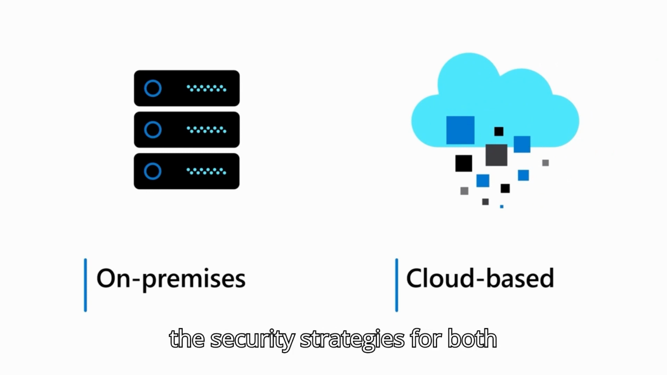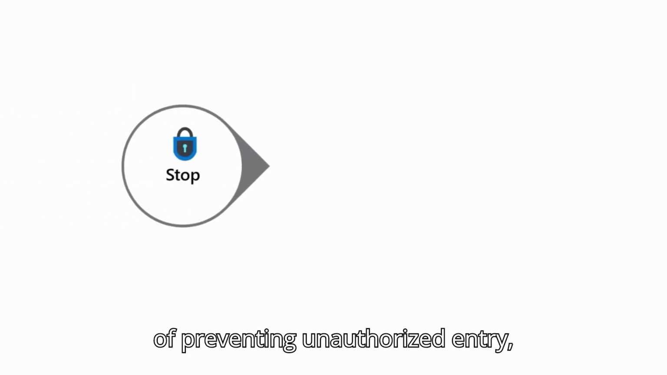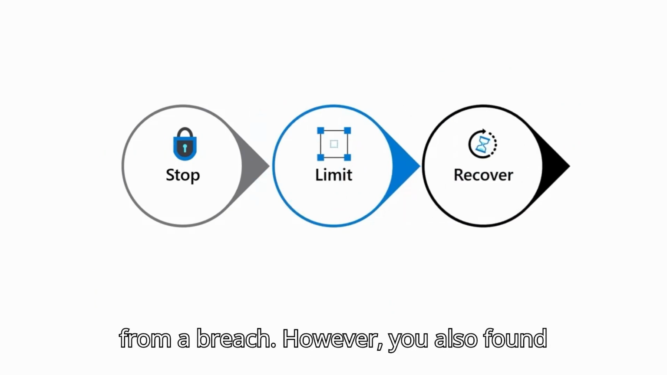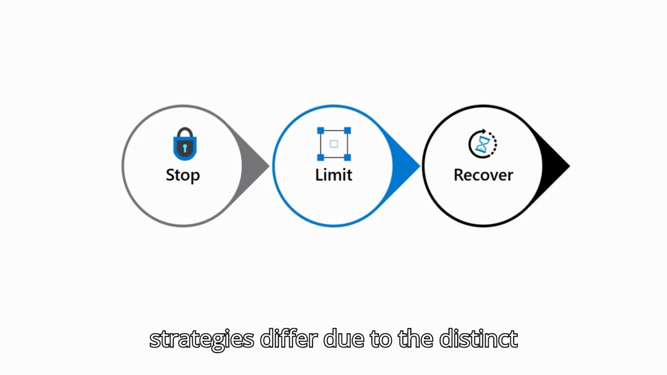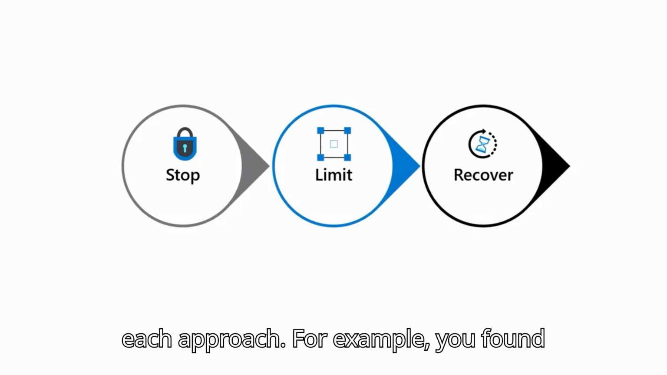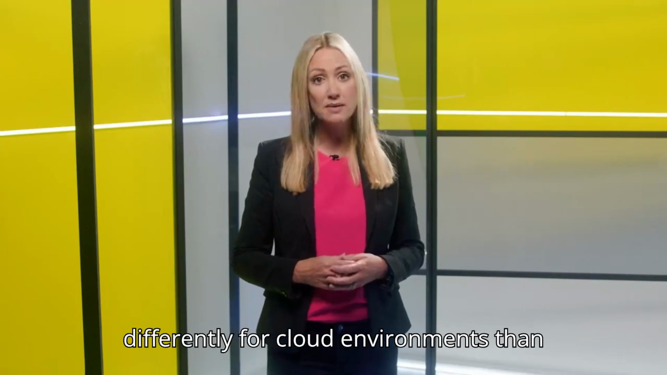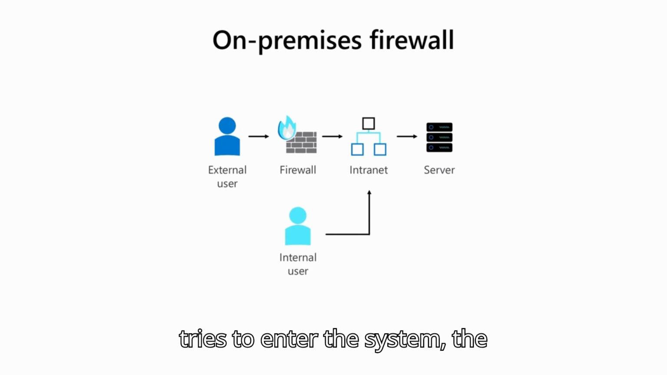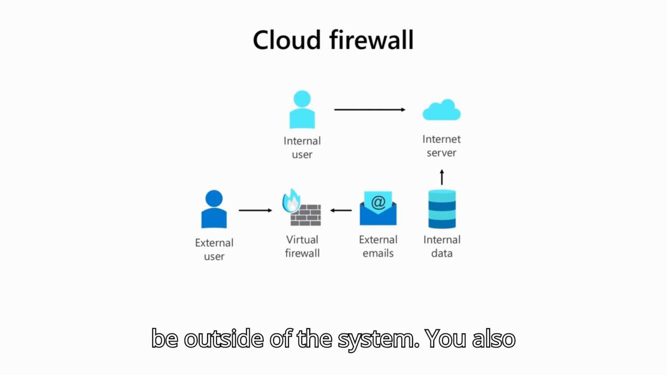You are made aware that the security strategies for both approaches adhere to the same principles of preventing unauthorized entry, limiting mobility within the system, and mitigating any negative impact resulting from a breach. However, you also found that the methods for implementing these strategies differ due to the distinct ways in which access is handled within each approach. For example, you found that the concept of a firewall applies differently for cloud environments than it does for on-premises environments. Whereas an on-premises firewall only needs to monitor external traffic that tries to enter the system, the distinctions are less clear in a cloud setup in which many system resources may be outside of the system.